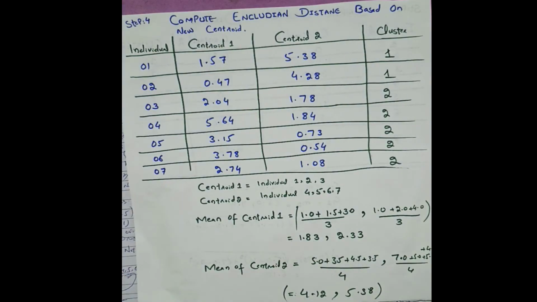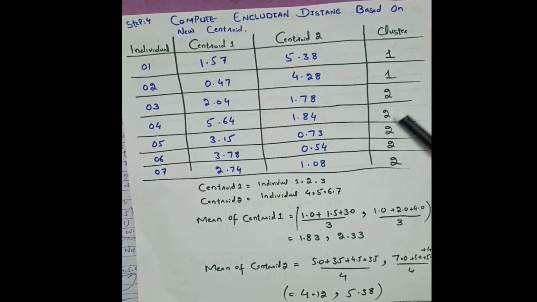Now we repeat all these steps again. So what are these steps? First, for cluster 1 we have to calculate the mean. Now cluster 1 contains only two individuals, 1 and 2, so we have to calculate the mean of 1, 2, and inside cluster 2 there are individuals 3, 4, 5, 6, 7. So we have to compute this also, that is the new centroid value.